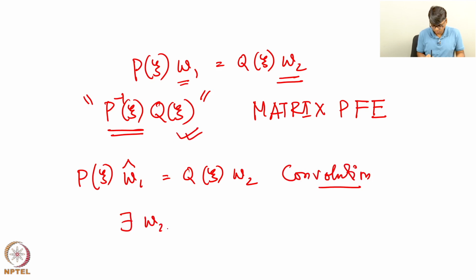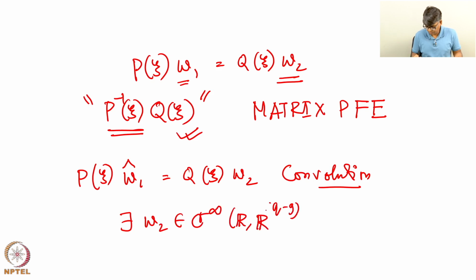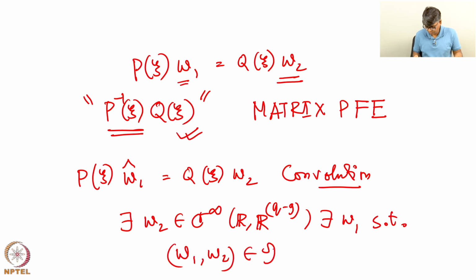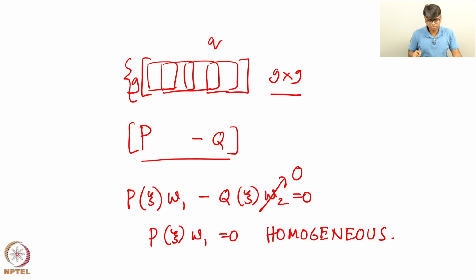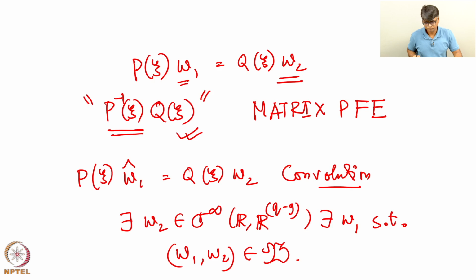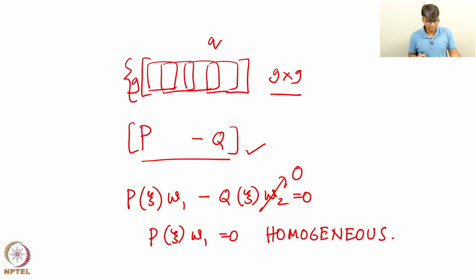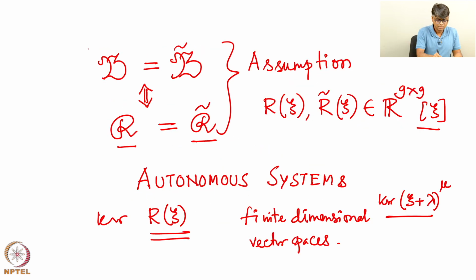For all w2 in C infinity, there is a w1 of size q minus g. There exists a w1 such that the pair w1, w2 belongs to the behavior. Okay? Now, it turns out that using this idea, using this P minus Q partition and using the fact that for every C infinity w2 there is a w1, we can now show that this result, which is true for autonomous systems, is true for these cases as well.